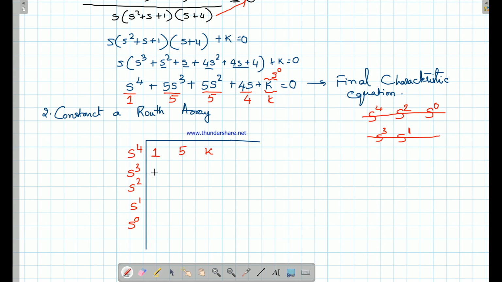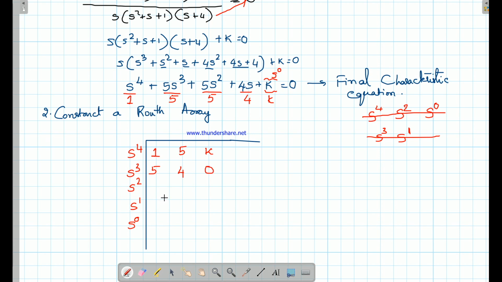So here the s power 3 coefficient is actually 5, and the next odd number coefficient we have here is 4, because 4 is multiplied with s power 1. So therefore it is 4. Now for the next odd number we don't have anything here, because s power 0 is the last coefficient we have. So we will write 0 here.